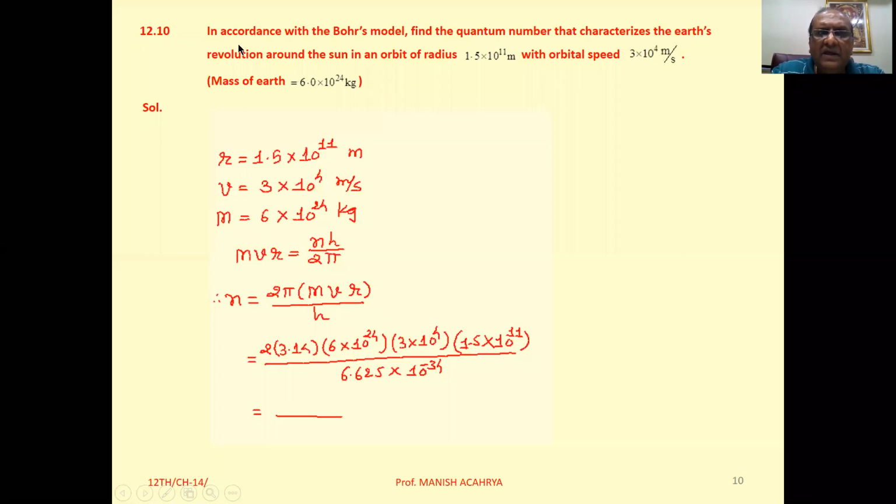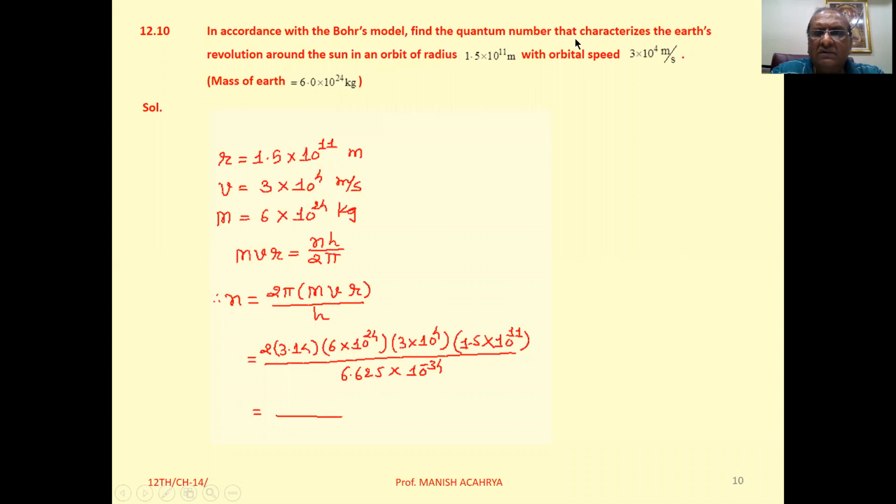12.10. In accordance with Bohr's model, find the quantum number that characterizes the Earth's revolution around the Sun in an orbit of radius 1.5 × 10^11 meter with orbital speed of 3 × 10^4 meter per second. Mass of Earth is given to you. Now, radius of the orbit is 1.5 × 10^11 meter. Orbital speed is 3 × 10^4 meter per second. Mass of the Earth is 6 × 10^24 kilogram.